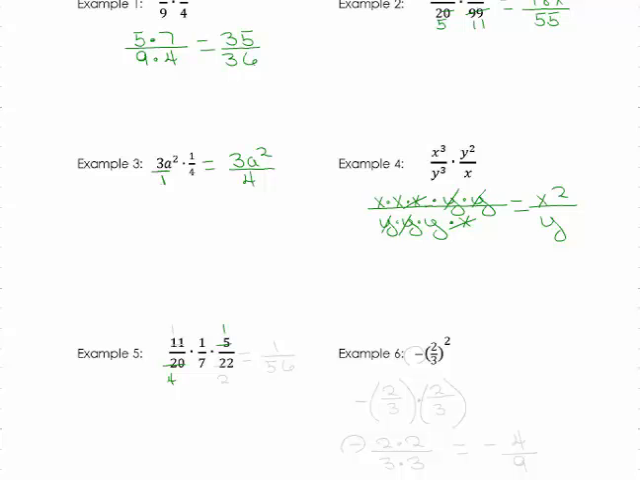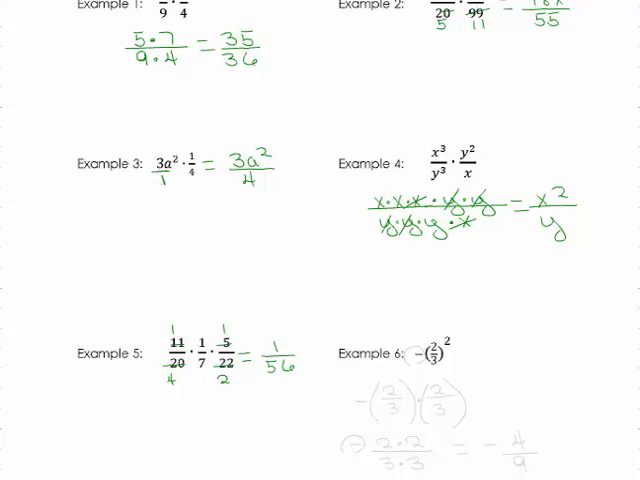I also see 11 and 22. I can divide both of those by 11. 11 divided by 11 is 1. 22 divided by 11 is 2. Now, everything else looks to be in its lowest form, so I have to multiply all 3 numerators. 1 times 1 times 1 gives me 1. And all 3 denominators, 4 times 7 is 28. Times 2 is going to be 56, I believe is right. So the answer should be 1 over 56.